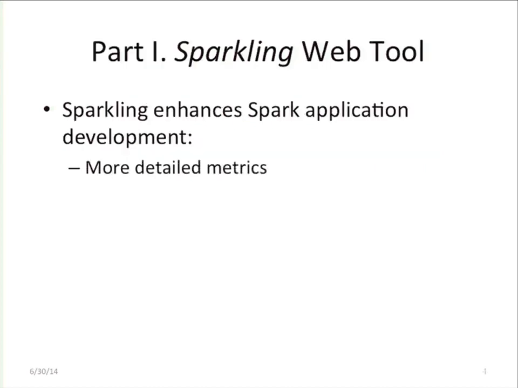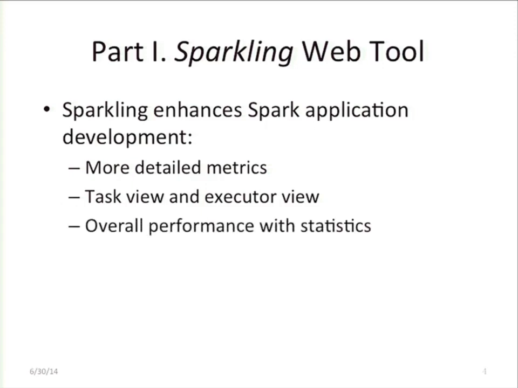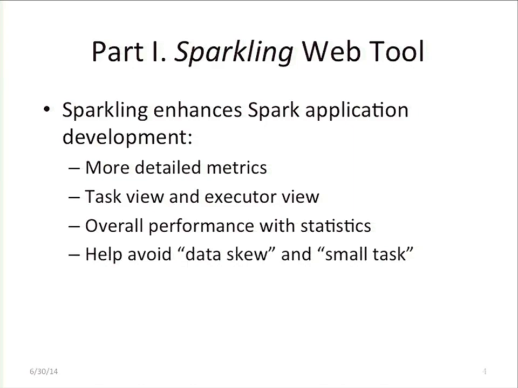First things first, Sparkling Web tool enhances Spark application development in the following ways. First, it provides a more detailed metric system. Then it provides a task view and executor view to help understand the performance. Third, it provides overall performance with in-depth statistical analysis. And fourth, it helps programmers avoid data skew and also small tasks.